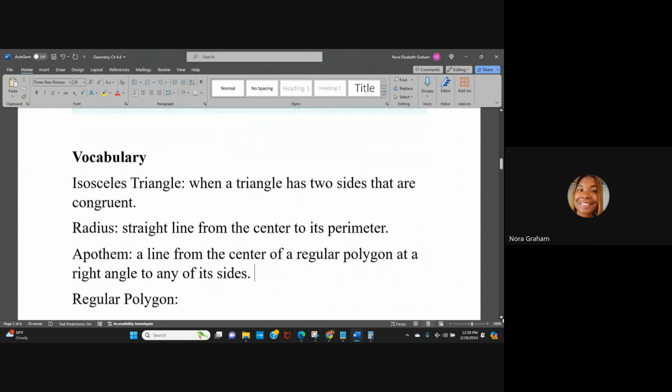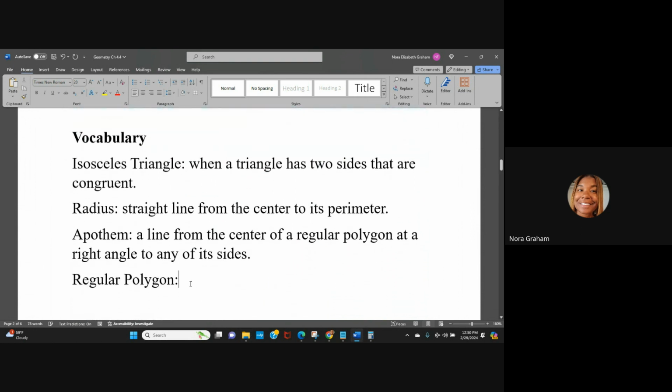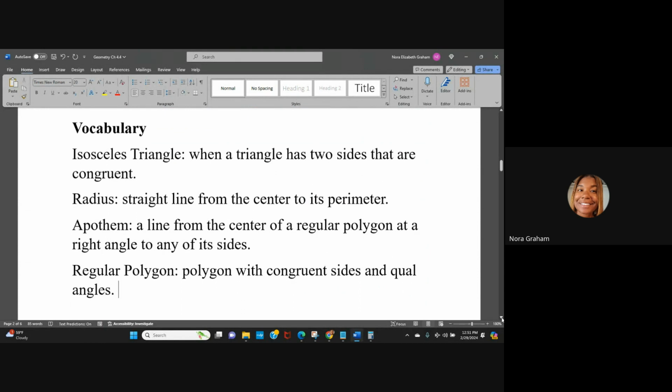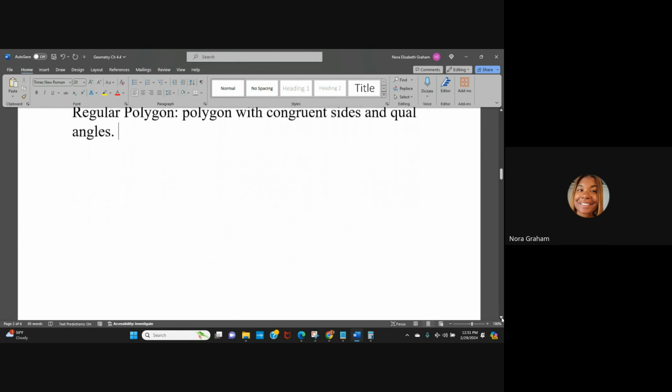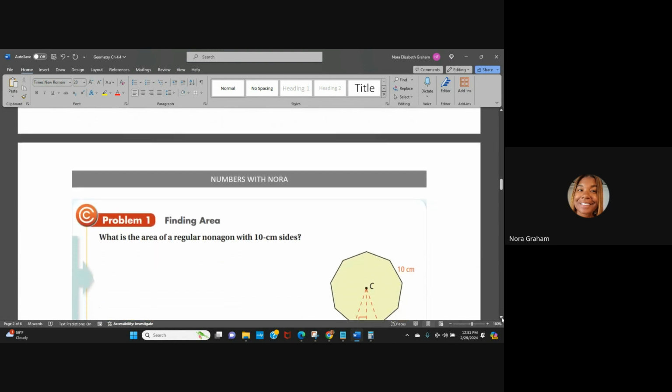The apothem is really important when you're using trig with these, because we want to create a right angle or a right triangle. And again, just a recap: a regular polygon is a polygon with congruent sides and equal angles. Whenever they say it's a regular polygon, you can always know that all the sides and all the angles are going to be congruent. Now that we have those vocab terms in line, let's jump right into problem 1.